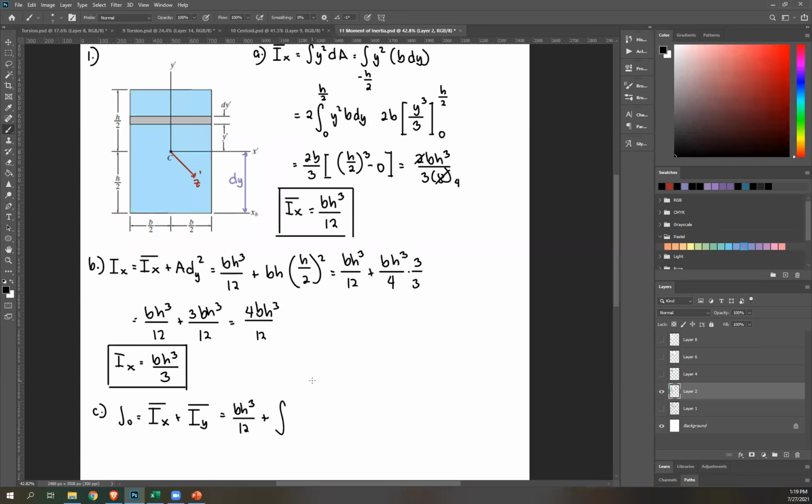So Iy bar is the integral of, now instead of a horizontal element, I need a vertical element. So I'm going to draw that. We'll just put it here, okay? I'm going to get a vertical element. And then this is dx prime, right? And so its distance from your y-axis is this. So this is your x. X prime. So this is the integral of x squared dA. And again, dA is the area of this rectangle, your differential area. So that's just base times height. Base is dx. Height is h. So we get x squared h dx.